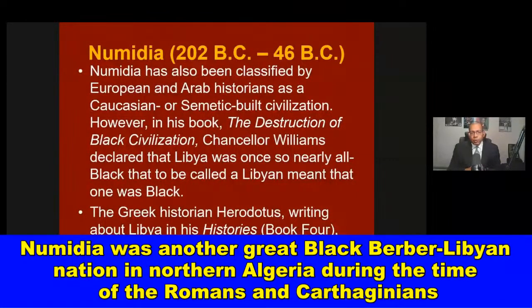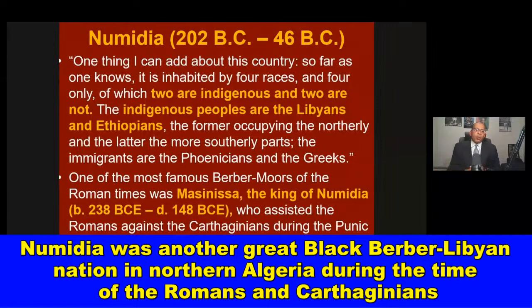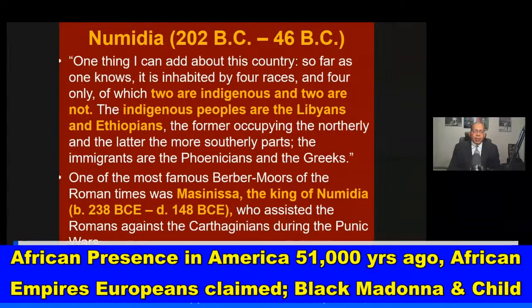The Greek historian Herodotus, writing about Libya in his Histories, Book 4, stated, quote, "One thing I can add about this country, so far as one knows, it is inhabited by 4 people, of which 2 are not.